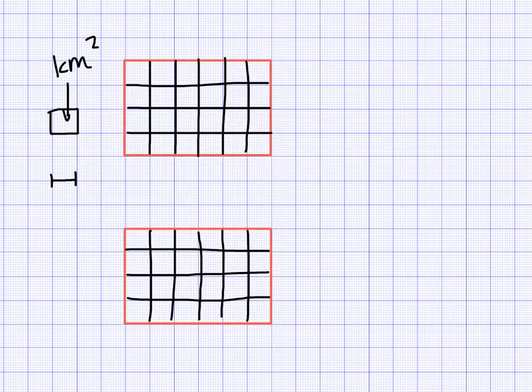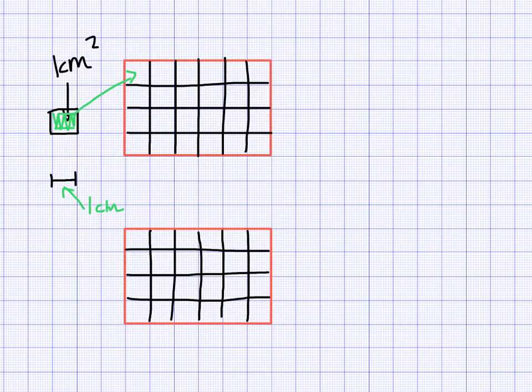Let's look at finding the area of these rectangles in square centimetres. You can see that I've got a scale here showing that the distance there is equal to 1 centimetre, showing that the space that one of these bigger squares takes up is 1 square centimetre. That corresponds to 1 in there. So you could simply count the squares inside.